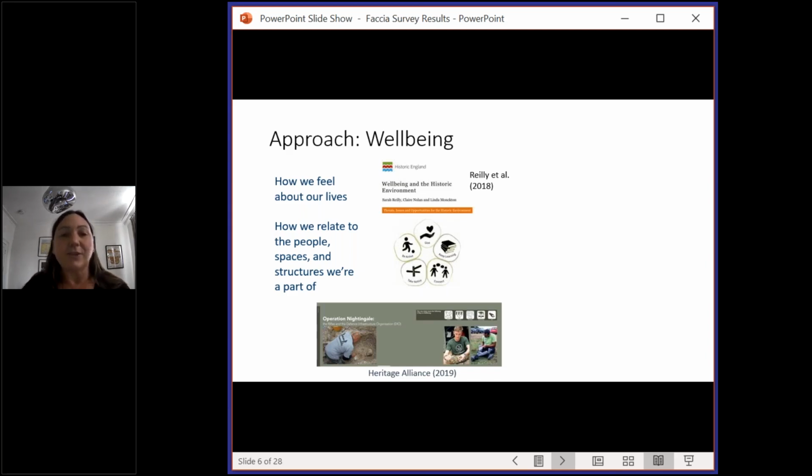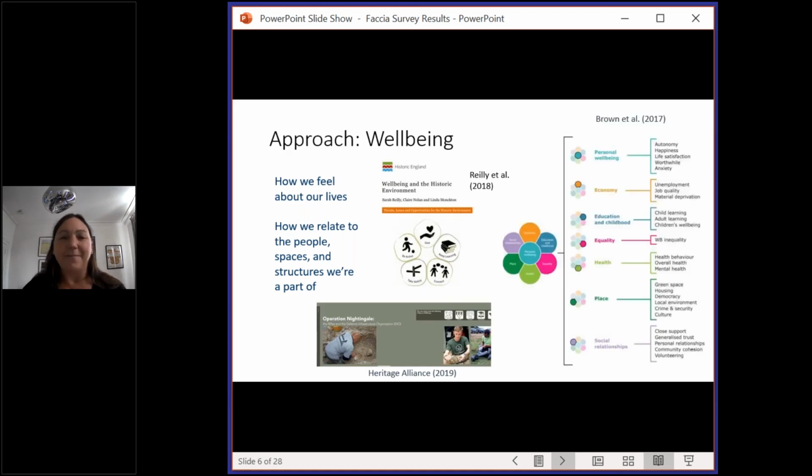For example, in 2018, Historic England came out with their Wellbeing and Historic Environment Framework. And the Heritage Alliance recently evaluated around 30 heritage programs for well-being variables. Now, these two particular examples use 5 well-being variables that were produced by the National Economics Forum in 2008. We're using a slightly different group of variables, and these come from the What Works Centre for Wellbeing.